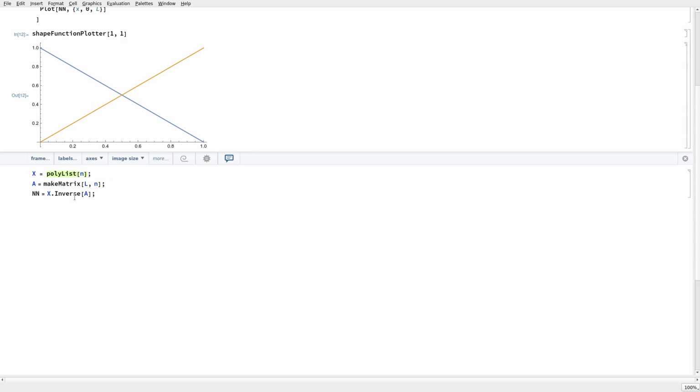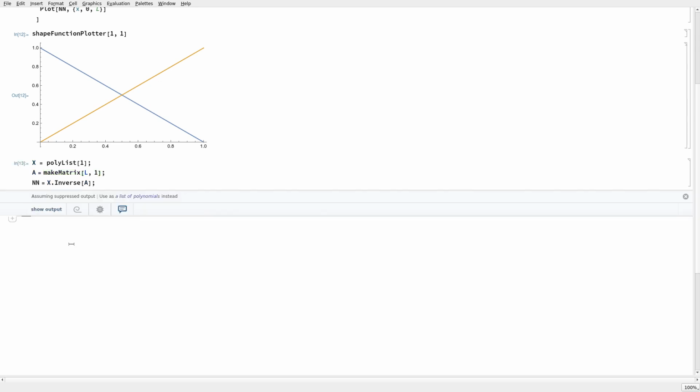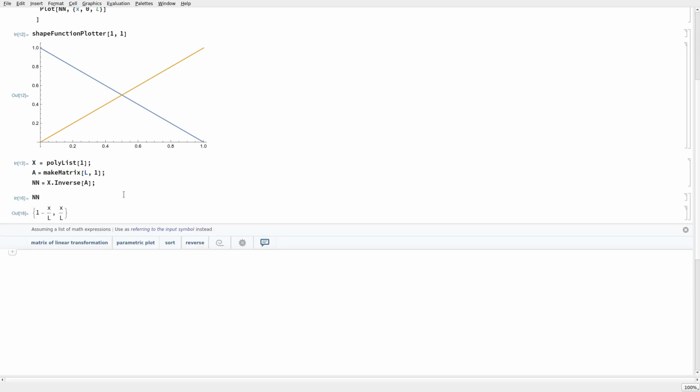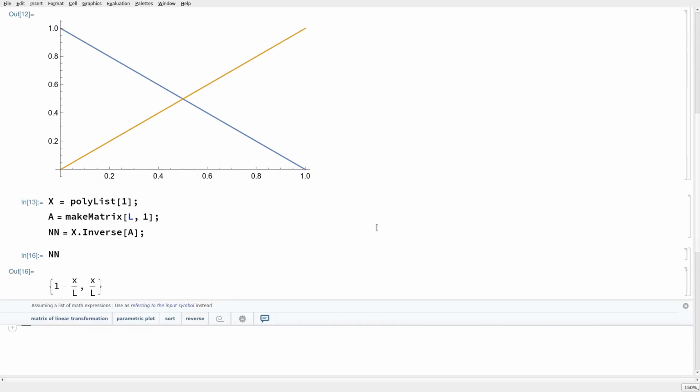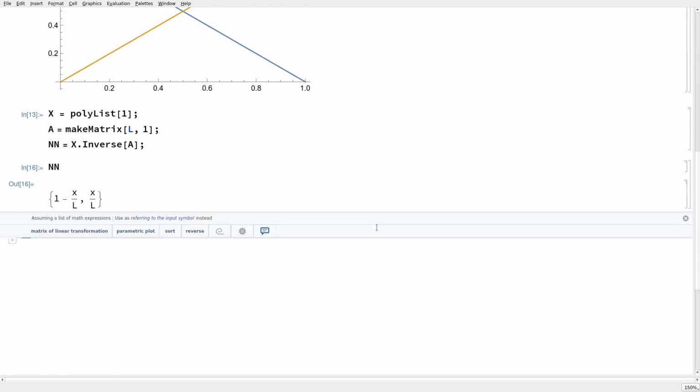What we're going to do is we will, again, 1, 1. Okay, so there's our shape functions. Yep. Blow it up? Yeah, sorry. Better? Okay, so there's our two shape functions for this problem. All right.